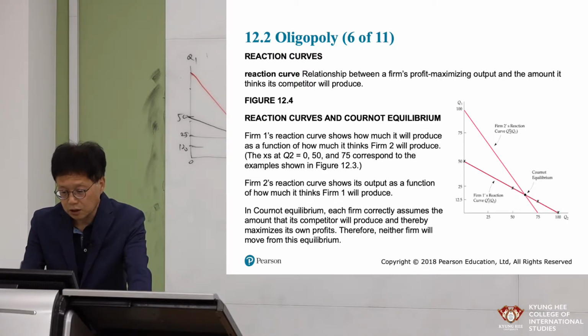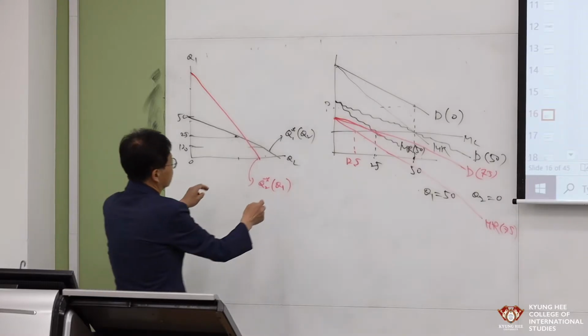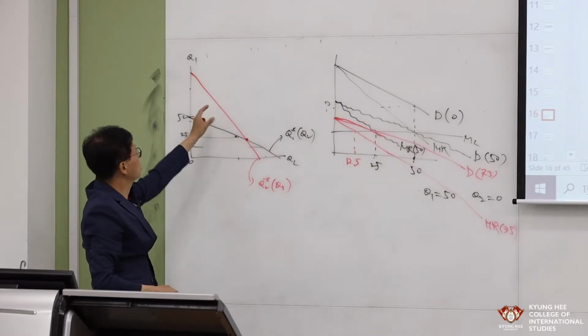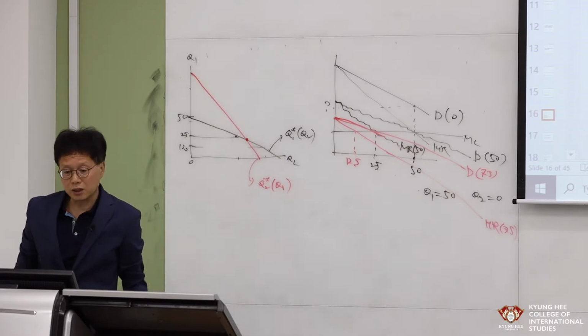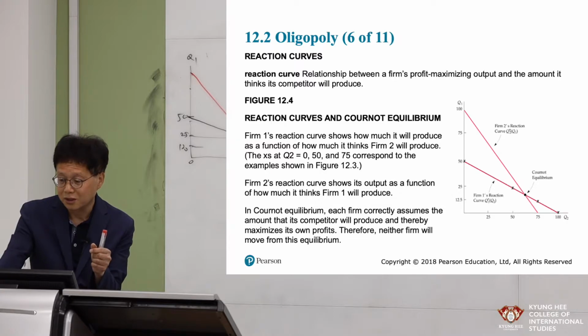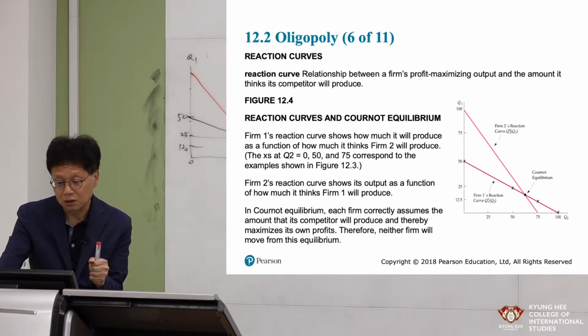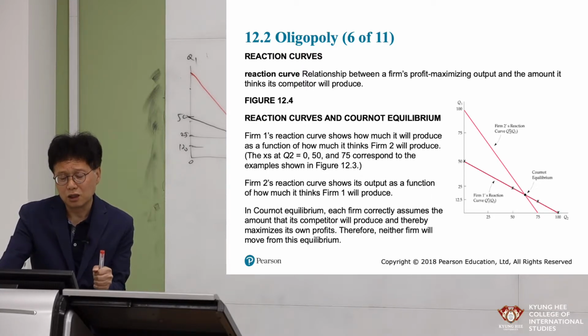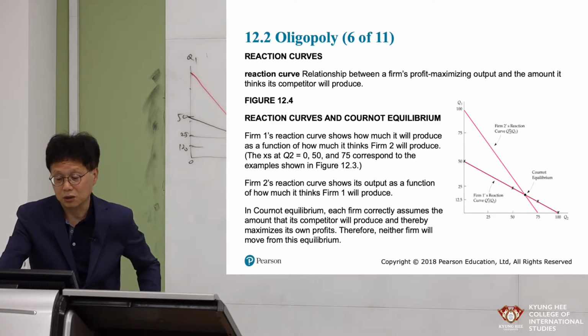In Cournot equilibrium, each firm correctly assumes the amount that its competitor will produce and thereby maximizes its own profit. Therefore, neither firm will move from this equilibrium. So Cournot equilibrium is the intersection of two reaction curves, the simultaneous solution of the simultaneous equations consisting of Firm 1's and Firm 2's reaction curves. Actually, this Cournot equilibrium is a Nash equilibrium.